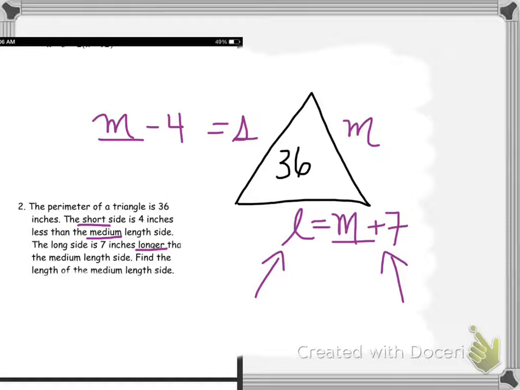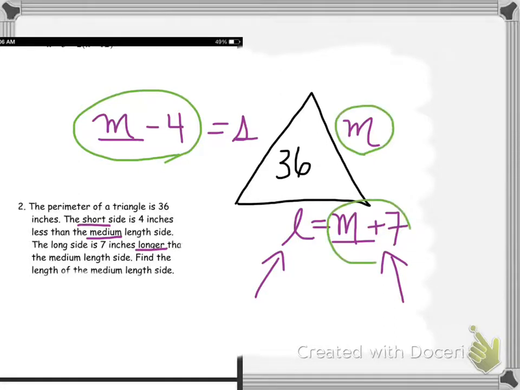Now I want you to scan around your triangle and find a way to refer to each side in terms of the same letter. I want either S's all around, L's all around, or M's all around. Now you probably see it already. I'm going to circle it in case you don't. Here's an M minus 4. Here's an M. Here's an M plus 7.